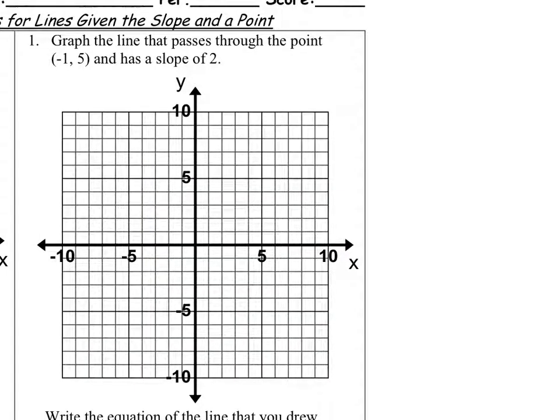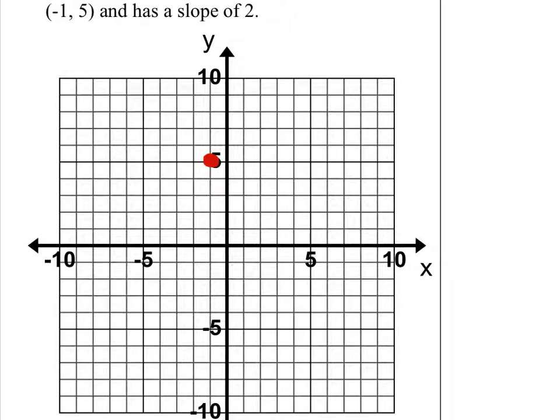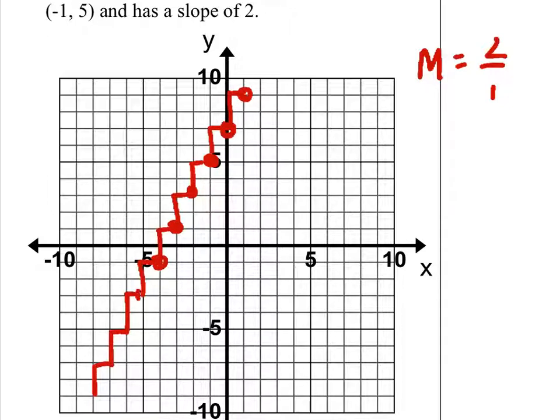Okay, it says it goes through this point, negative 1, 5, which I got right here. Then we got a slopage of 2, so I'm going to make some slopage triangles, up 2 to the right 1, because our slopage is 2. Up 2 to the right 1, there's my next point, up 2 to the right 1, there's the next one, and I can continue this pattern up and down. If you do this without putting points after each stair step, then you just have to remember that these ones would be in the middle of the stairs, like at these.